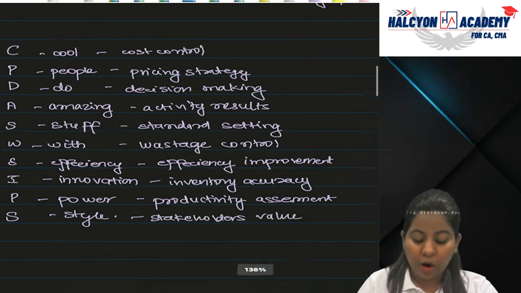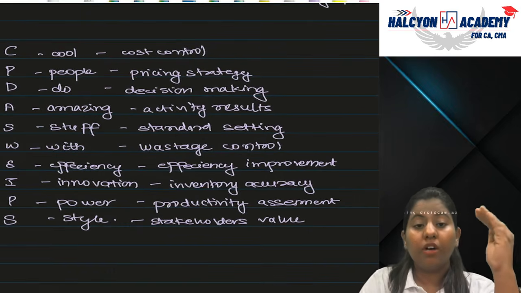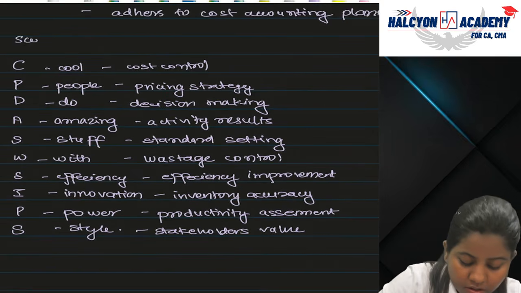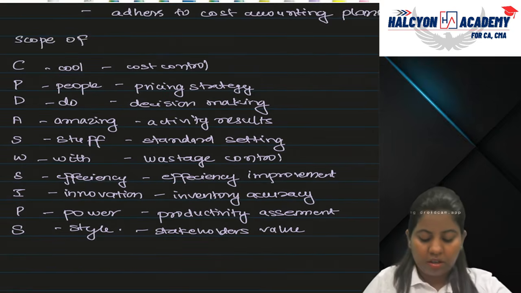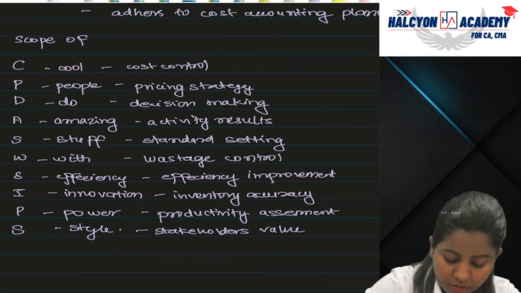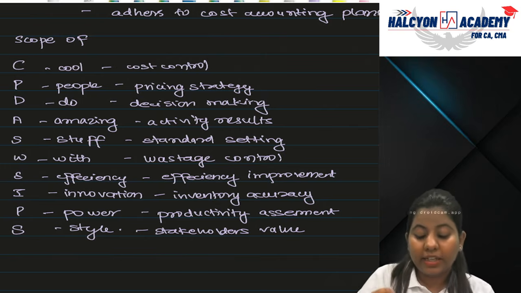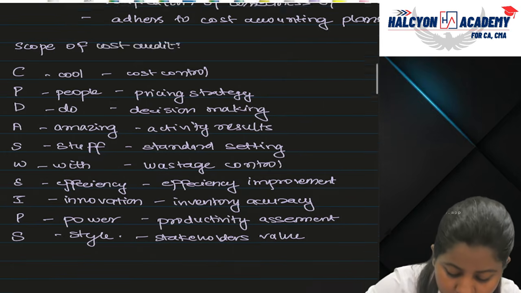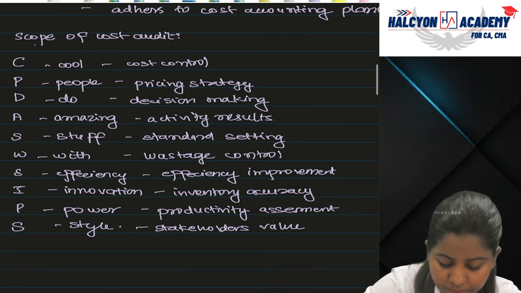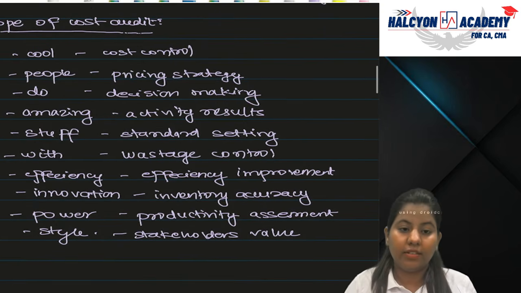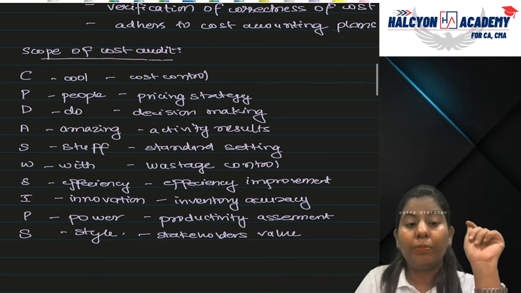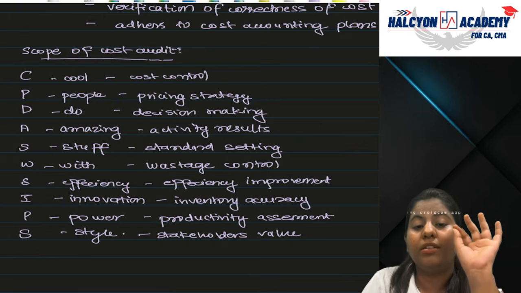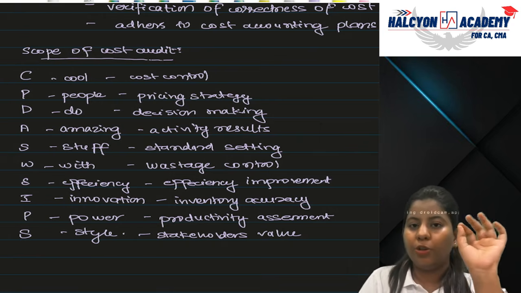So you understood how I made this. I took the first alphabet of each and every key point and then I related it with the points. I made a sentence and then I related it with the points. See how easy it is. If you remember this sentence, cool people do amazing stuff with efficiency, innovation, power and style, it would be very easy for you all to remember these 10 points.